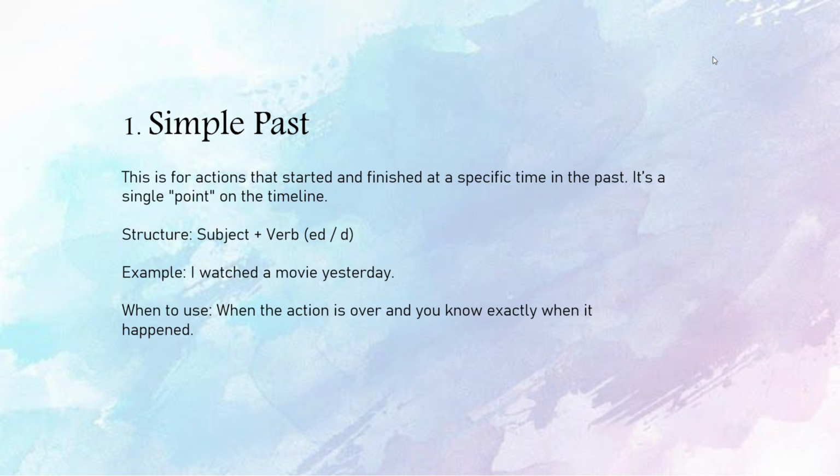Let's get to work. The first type of tense on our list today is simple past tense. This is for actions that started and finished at a specific time in the past. So it's like a single point on the timeline. You use it when the action is over and you know exactly when it happened. Because of that, you add ed or d depending on the verb. The structure is subject plus verb plus ed.